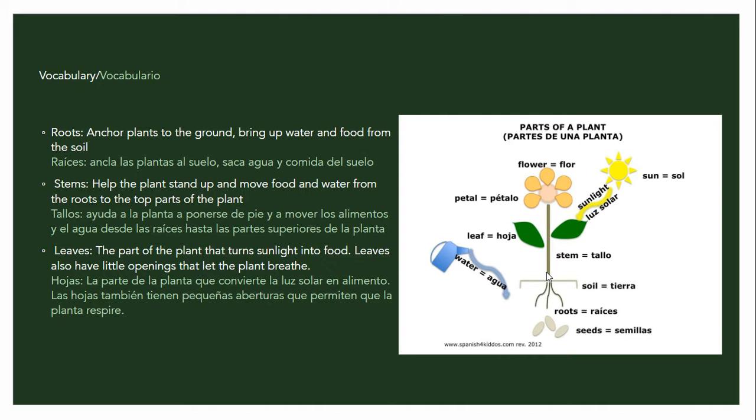Leaves are the part of the plant that turns sunlight into food. Leaves also have little openings to help the plant breathe. These are the leaves.